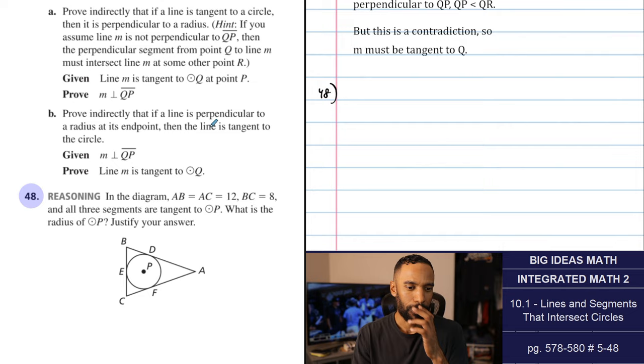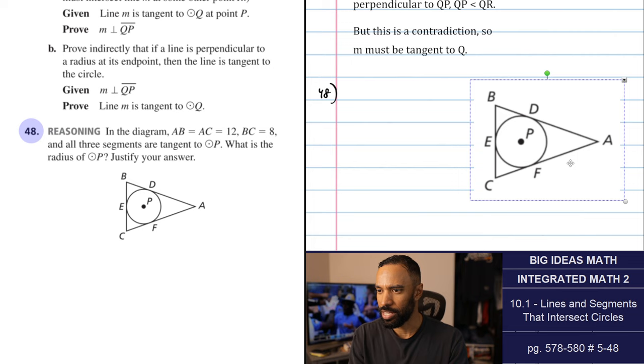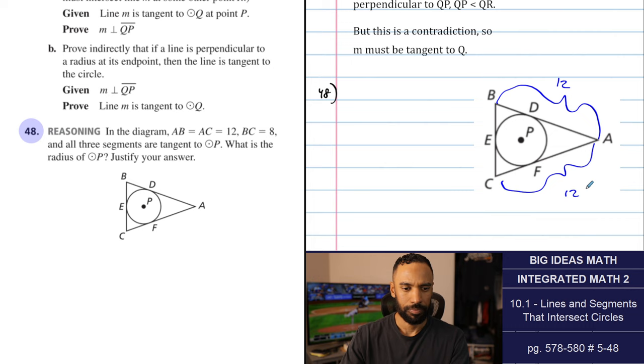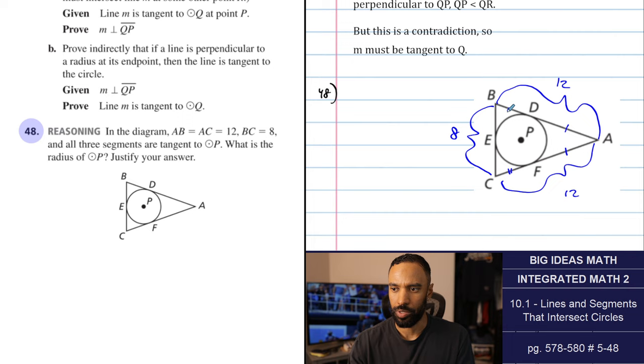In the diagram, AB equals AC equals 12. All right, it's an isosceles triangle, I think. Is that what they said? Yeah, AB is 12, AC is 12. So this is 12, and this is 12. BC is 8. And all three segments are tangent to P. So, like, these are congruent to each other, these are congruent to each other, these are congruent to each other.